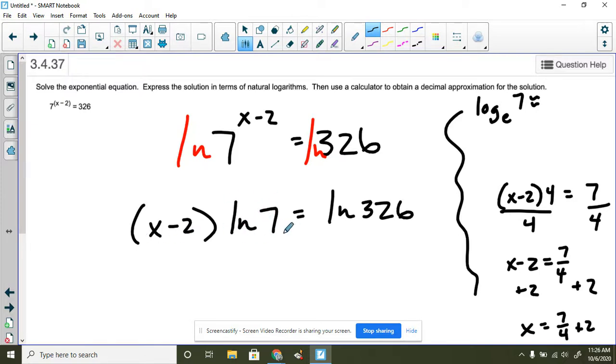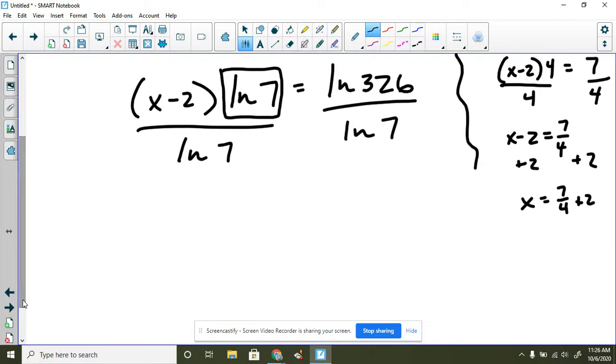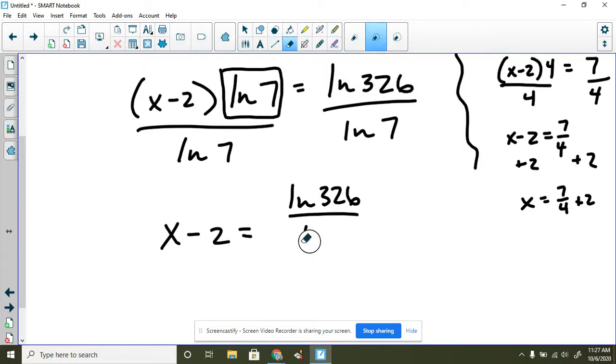We're not going to divide this by 7. Once a number goes, quote unquote, inside the log, it's untouchable. Okay? This logarithmic package represents a singular number. So what I can do is I can divide by that natural log. Okay? Again, the reason I'm doing this is because it represents a number. So I'm moving that whole package together. So now we have x minus 2 equals the natural log of 326 over the natural log of 7.